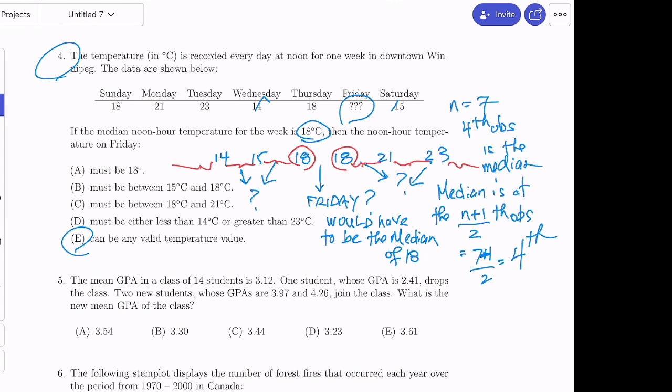All right, should we do another one? Let's do number 5. Okay, you try it and then we will look at it together.